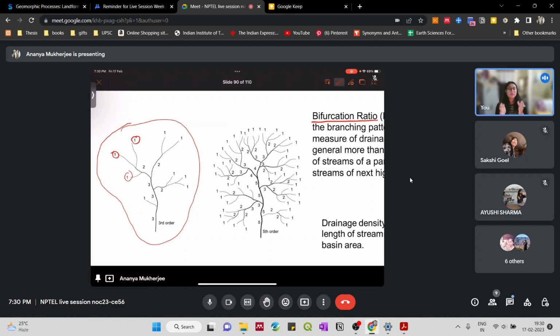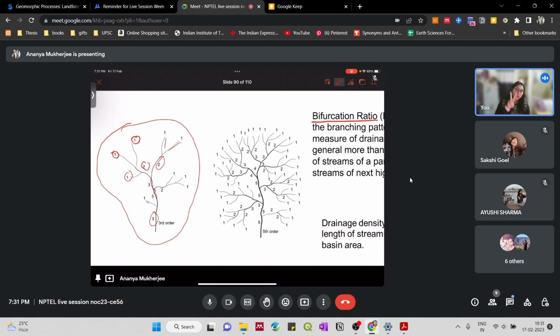Then when two first order streams join, it forms a second order stream. When two second order streams join, you get a third order stream. So this is how it goes. Over here, one first order and the second first order stream join, and this becomes a second order stream. Over here, the two second order streams are joining to form a third order stream. Now over here it is 3 and the second one is joining, so this still remains a third order stream. Over here a first order stream is joining a third order stream, and it will remain as a third order stream.